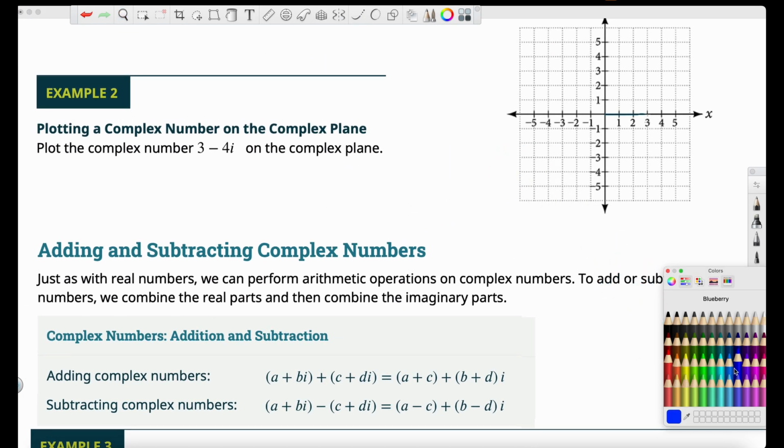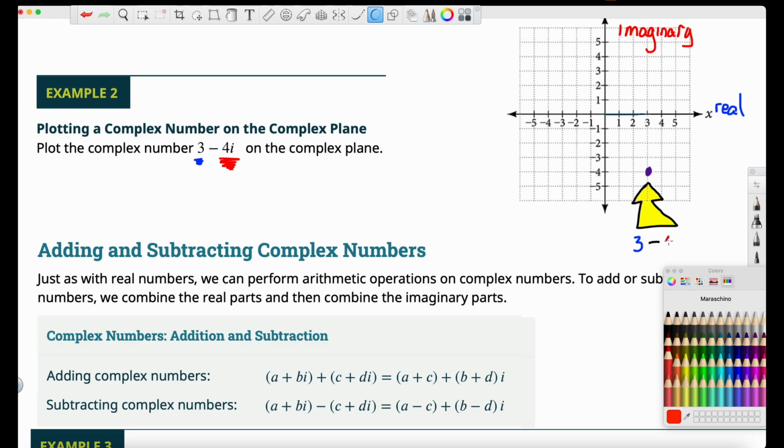Let's try a quick example here. Let's plot 3 minus 4i. Again, the x represents the real. The y would represent the imaginary number. And so 3 minus 4i, that's going to put us in the 4th quadrant. Okay, and that's all we're going to do for that. Maybe come back to that later.